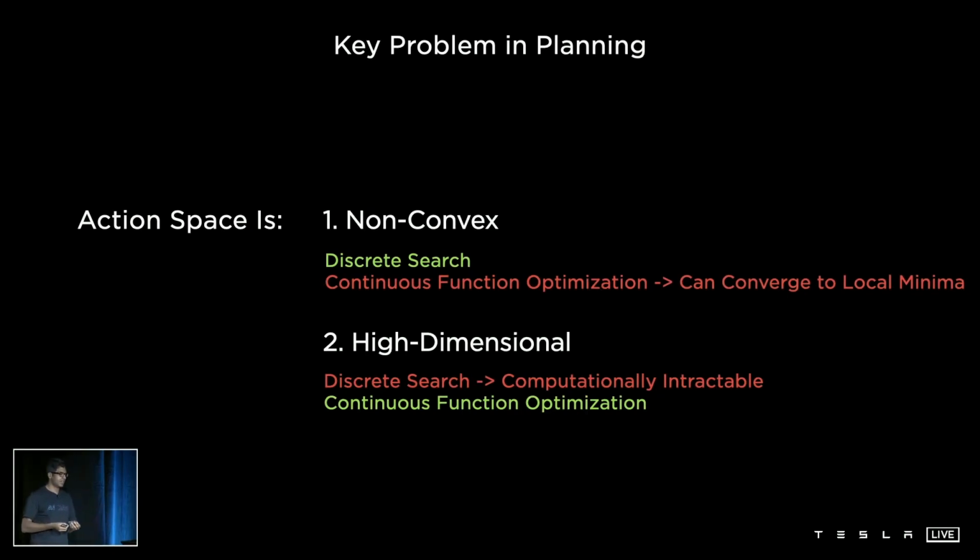Discrete search methods are really great at solving non-convex problems because they are discrete, they don't get stuck in local minima, whereas continuous function optimization can easily get stuck in local minima and produce poor solutions. On the other hand, for high-dimensional problems, discrete search sucks because it does not use any gradient information, so literally it has to go and explore each point to know how good it is. Whereas continuous optimization uses gradient-based methods to very quickly go to a good solution.